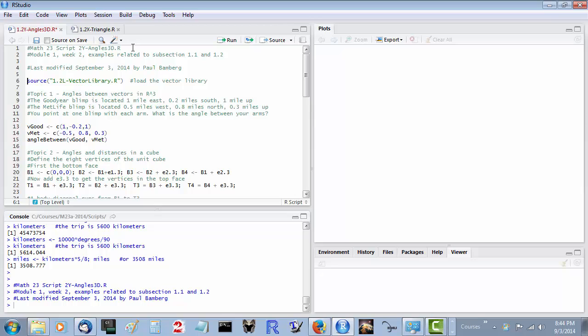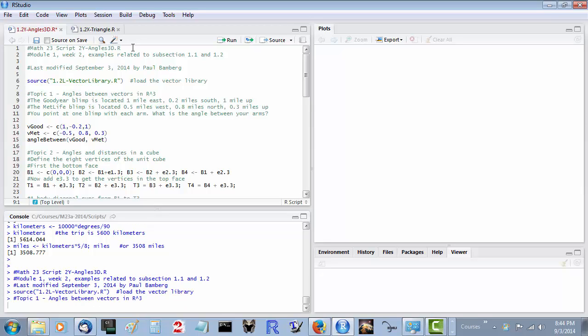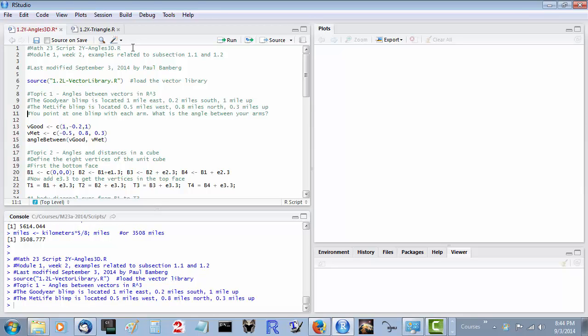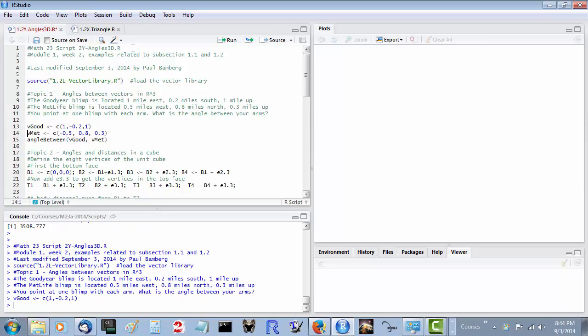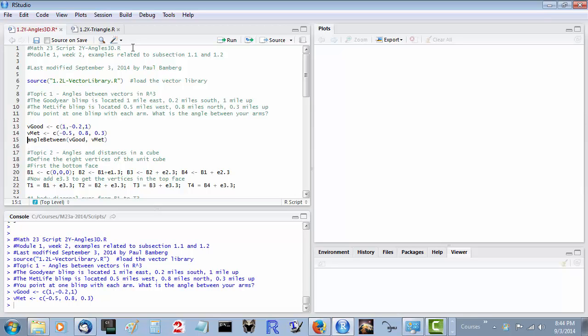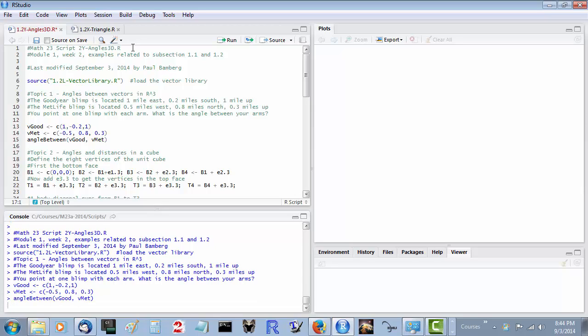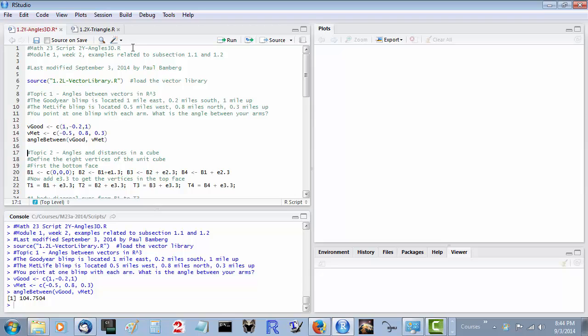I'm going to include the usual vector library, and for my first example, I'll imagine that you're standing near some great sporting event and you see both the Goodyear blimp and the MetLife blimp, and you know how far away they are from you in terms of three components: how far east, how far north, and how far up. Here are the two relevant vectors, and you already know how to calculate the angle between those two vectors, and it comes out in degrees. The angle is 104 degrees, slightly greater than a right angle. Not much to that.